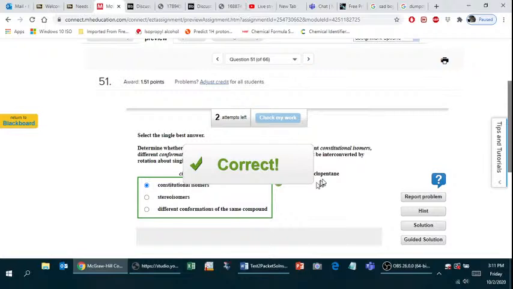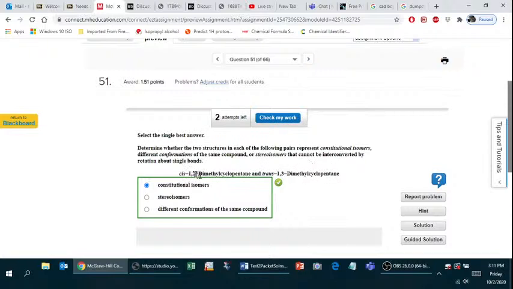Now, if I were to take the same molecule and say, okay, cis-1,2-dimethylcyclopentane versus trans-1,2-dimethylcyclopentane, those would be stereoisomers. So when you have the R/S or the cis/trans or the E/Z, and that's the only difference between the molecules, those are stereoisomers.